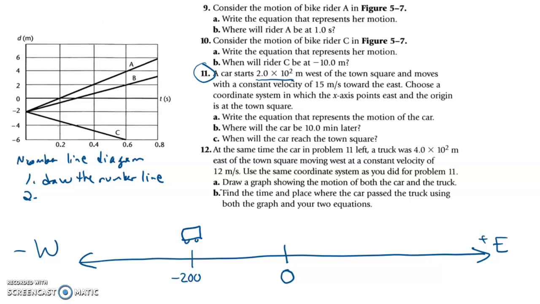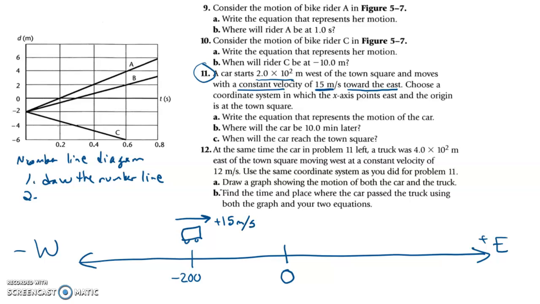Sometimes I like to draw a little object, a little picture that represents the object. It says the car has a constant velocity, 15 meters per second, and this is really important, toward the east. So I want to draw an arrow. Velocity is a vector. It points to the east. Anything that points to the east, that's the positive direction, is positive. So this is a positive 15 meter per second velocity.